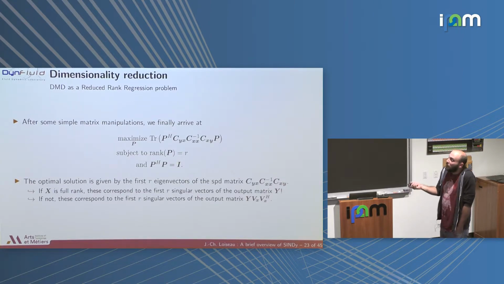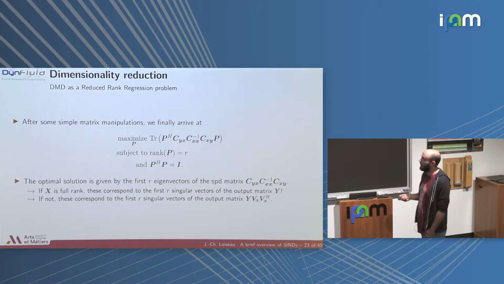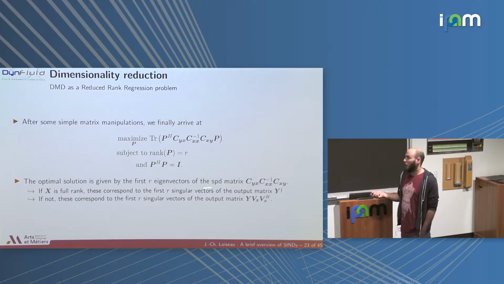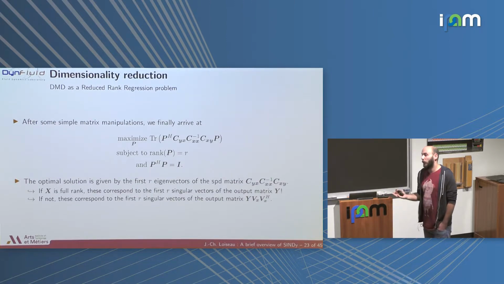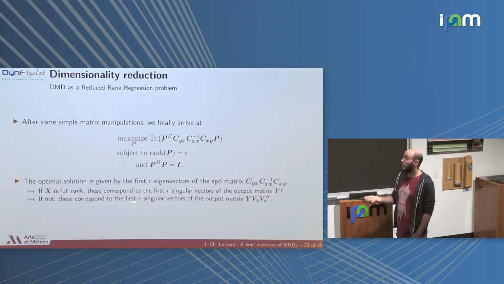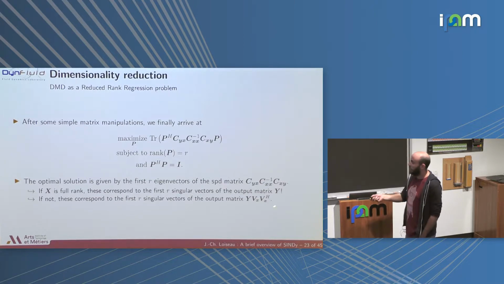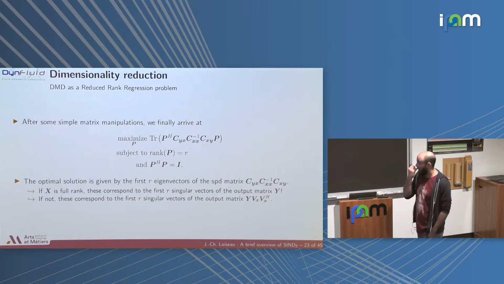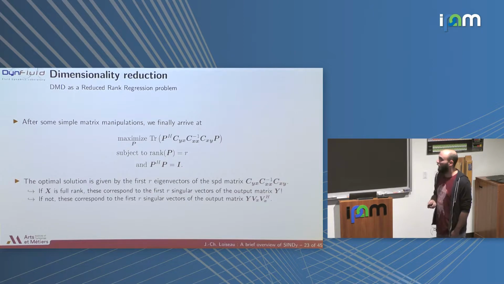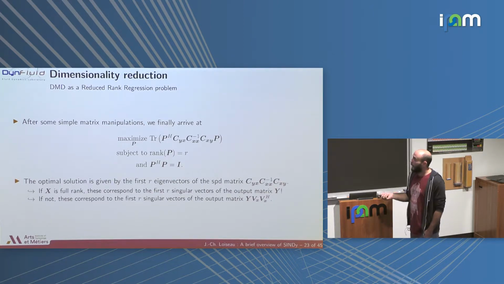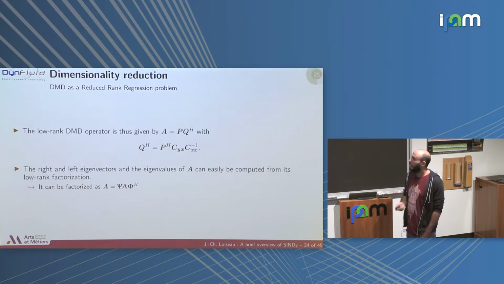And so the optimal DMD problem solution is basically the eigenvector of the symmetric positive definite matrix. If X is full rank, these are simply the PCA modes of the output Y matrix. That's all there is to it. If X is not full rank, which sometimes happens, it's the singular vectors of the matrix Y Vx Vx^H. That's basically the projection onto the row span of X, which is going to be slightly lower dimensional, but it doesn't really matter. All right, so that's what we're going to use for our dimensional reduction technique.